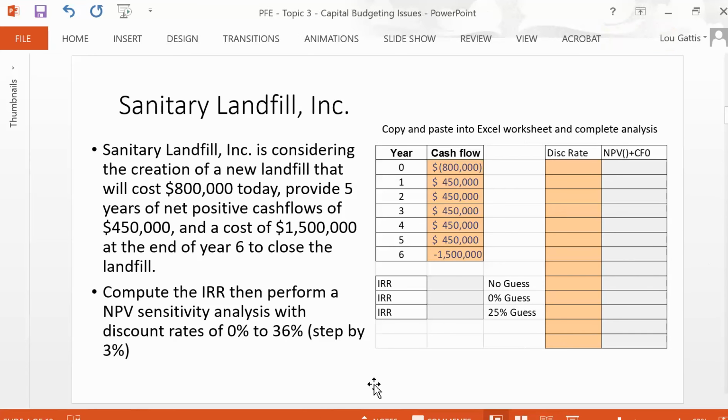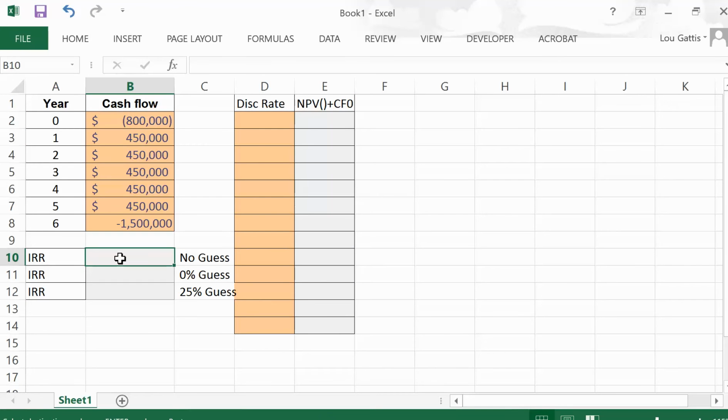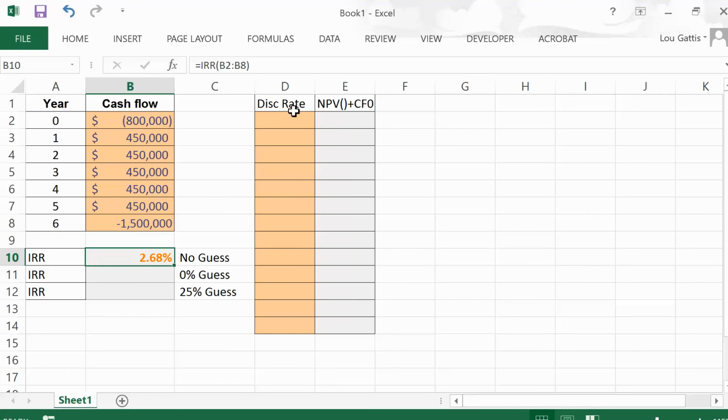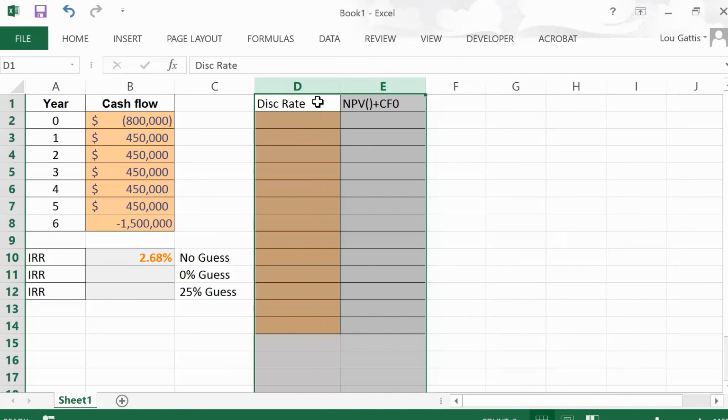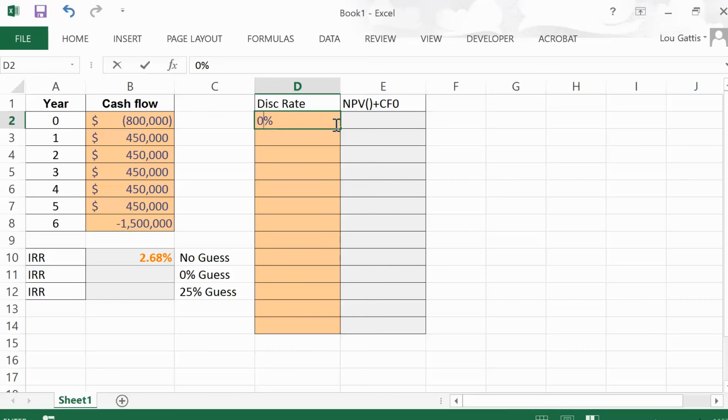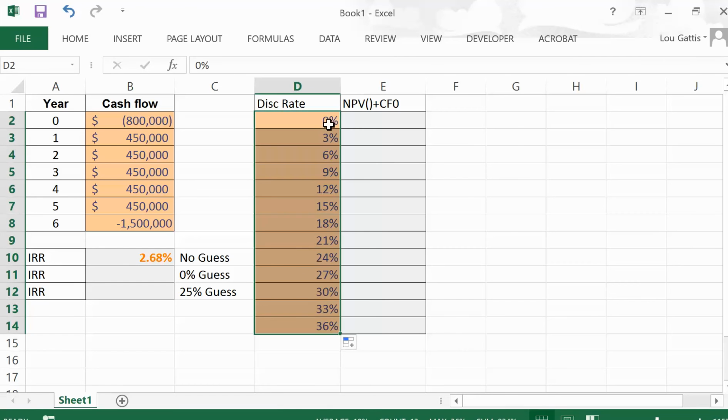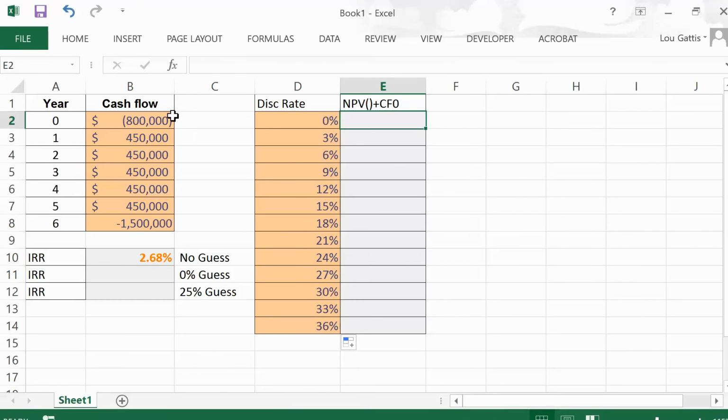So let's calculate the IRR and then NPVs of this investment. We'll first calculate an IRR like we've always done it. Just do IRR, put in the cash flows, and it looks like 2.68%. That doesn't look like a great project. But let me actually look at a bunch of discount rates and calculate the NPV. Let's say the discount rate can go from 0% and 3%. I'm going to select both those numbers and copy down, incrementing by 3%. So what if the discount rate is anywhere from 0 to 36%? Let's calculate the NPV of this cash flow.